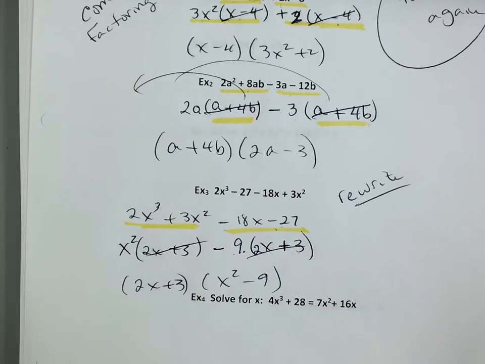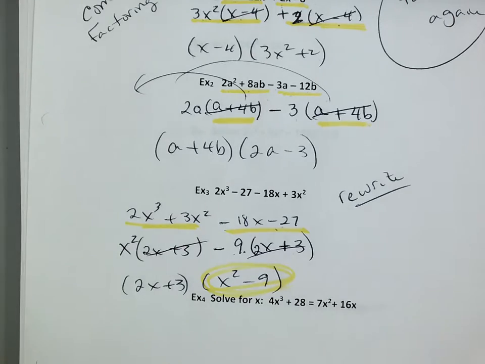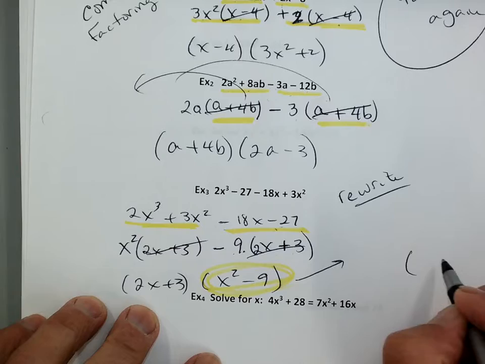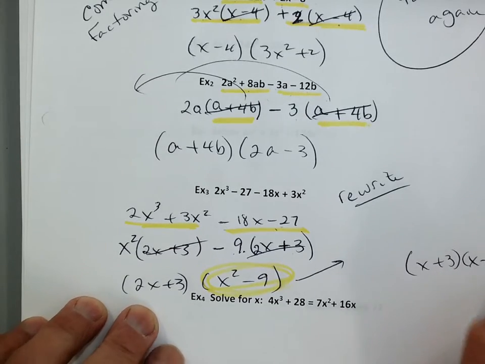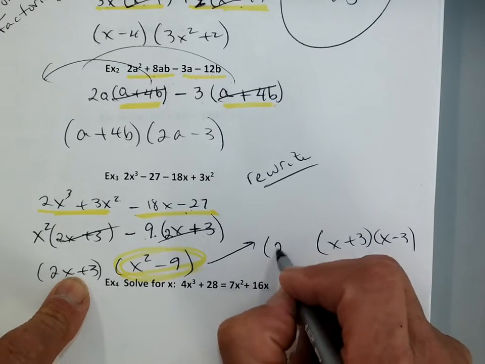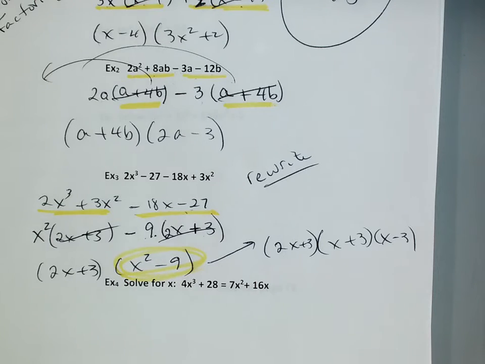But this one can be factored again, because we learned yesterday in Zoom that you can factor that again into x plus 3, x minus 3, and I'd still have my 2x plus 3 in front. That one's a little bit harder, especially when I make a mistake, so forgive me for making a mistake, okay? All right, number 4. I'll give you a second to write that down. That was a hard one.